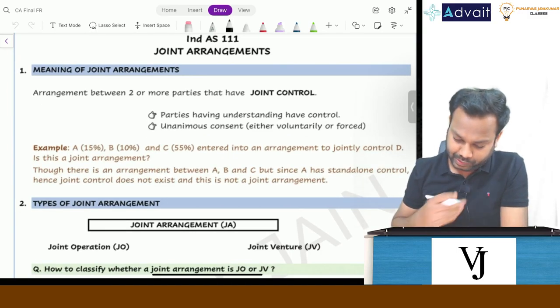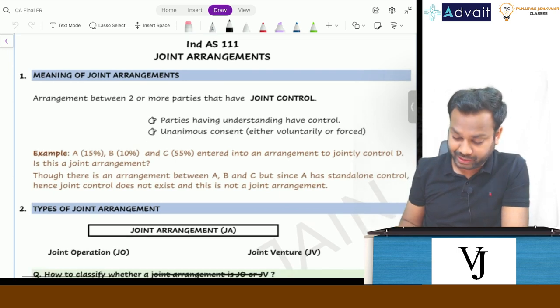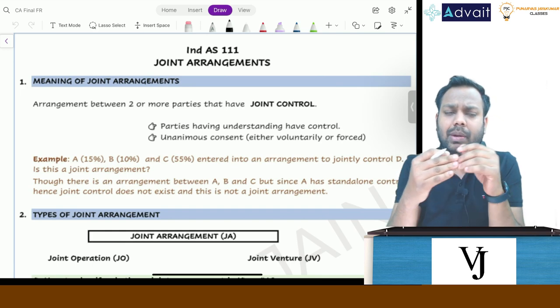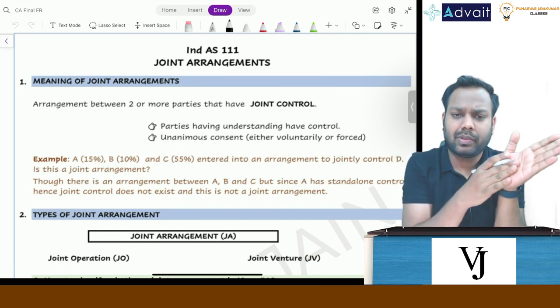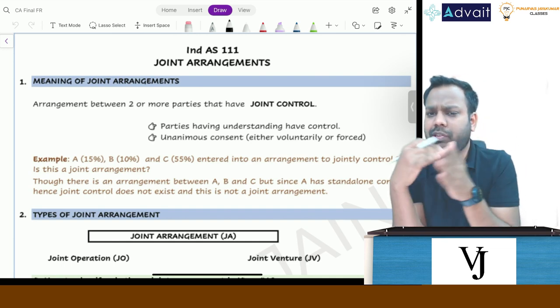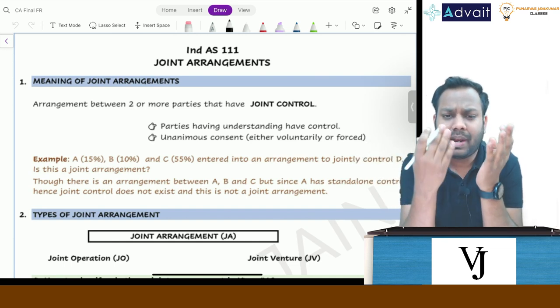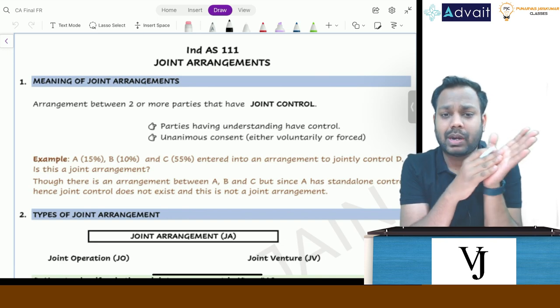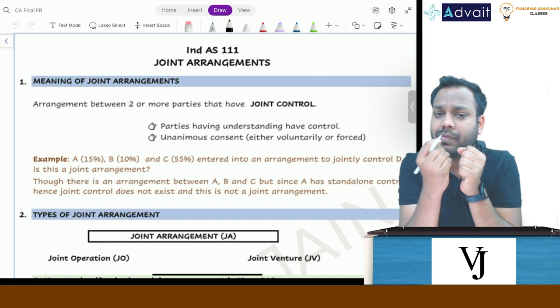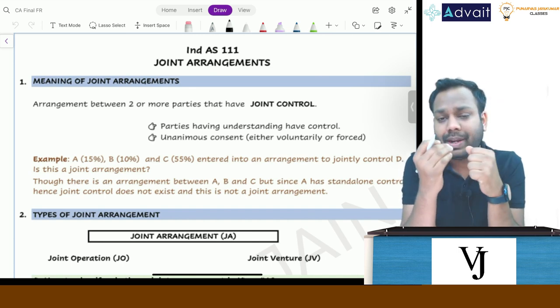Now let's discuss the next topic, that is joint arrangements. Having discussed all the points today, basically what is the accounting treatment in the SFS of the parent or the CFS, what is the accounting treatment on the date of acquisition and on each reporting date. Also, we prepared a consol balance sheet to understand all the concepts we have studied so far. Now, moving on to some specific situations, like joint arrangements, right?